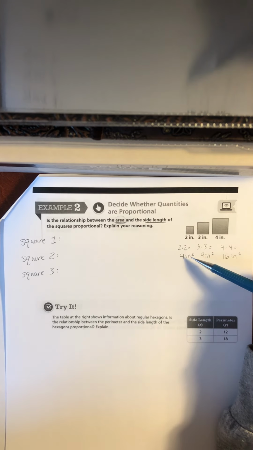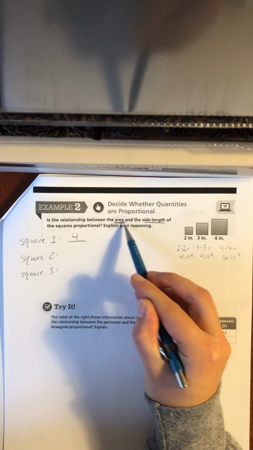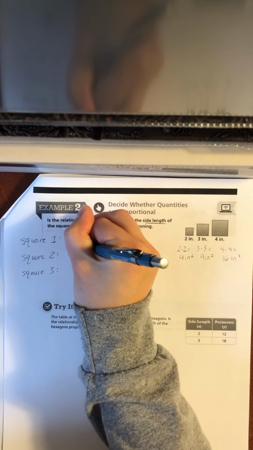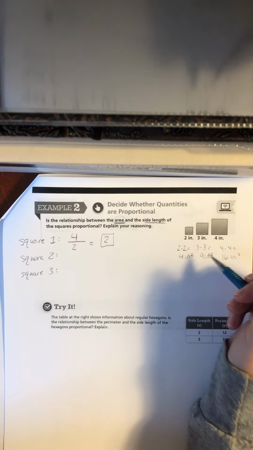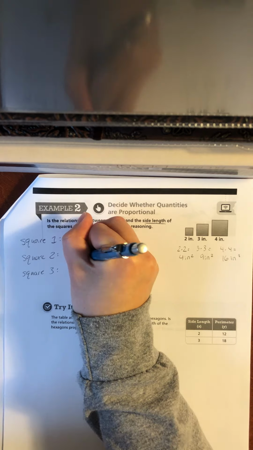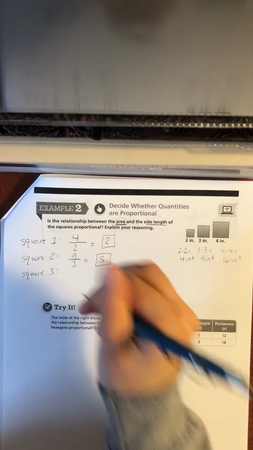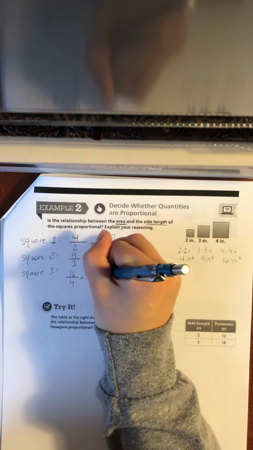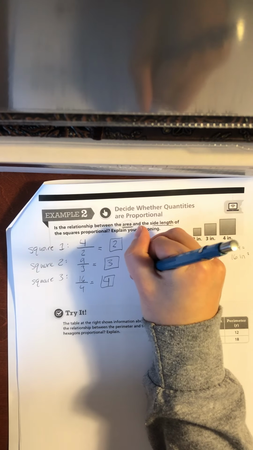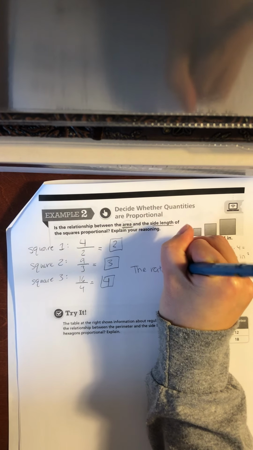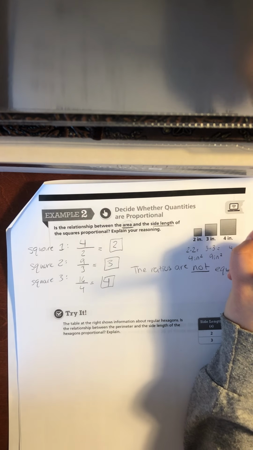Okay, so the area of the first square is 4. That's the area over the side length, which is 2. 4 over 2 is just 2. Square 2 is 9 over 3, which is 3. And then square 3 is 16 over 4, which is 4. So we have all different numbers here this time. That means that the ratios are not equivalent.